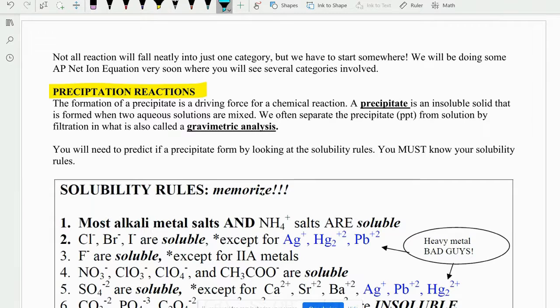And what's going to happen is when two solutions are mixed together, a solid or a precipitate is going to ultimately form. And that precipitate is actually going to be a product of the reaction. We're going to abbreviate precipitate PPT, if we're having to write this out for time's sake. You guys did a lab earlier this year where you used filtration or gravimetric analysis to isolate a precipitate that formed from the hard water lab.